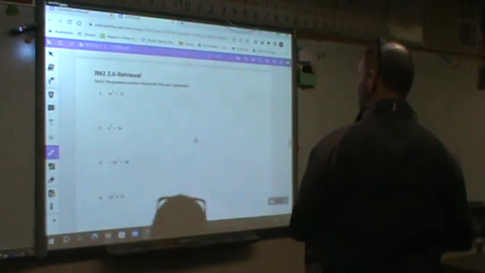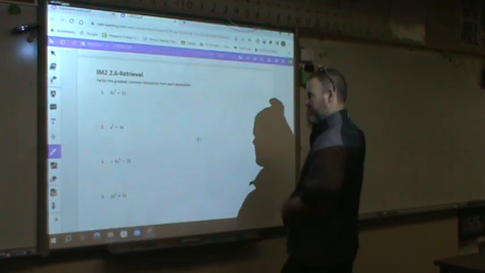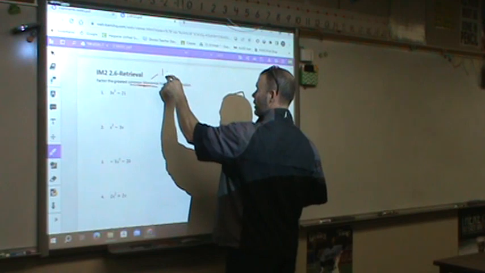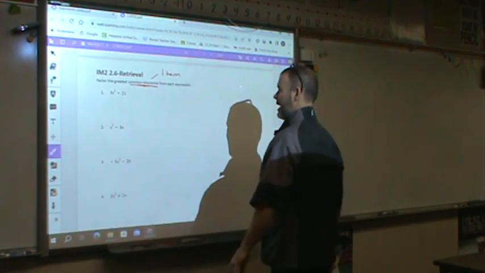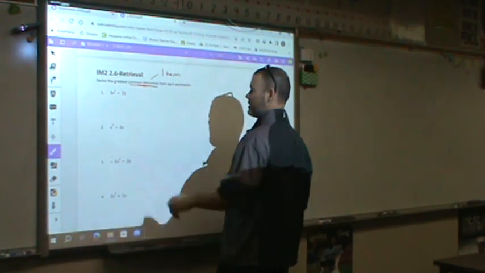Alright, so here's a quick one on the retrieval, which is going to help you with the ready and the go. Going to keep it simple. It says factor out the greatest common monomial. Monomial means one term, right? Binomial means two terms. So if you're going to factor out the greatest common one, think numbers then letters.